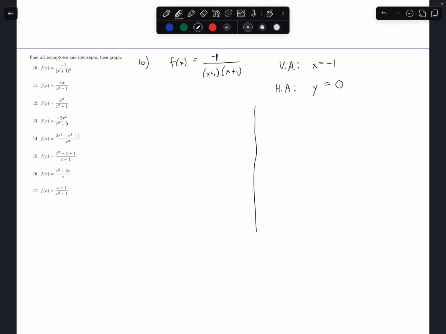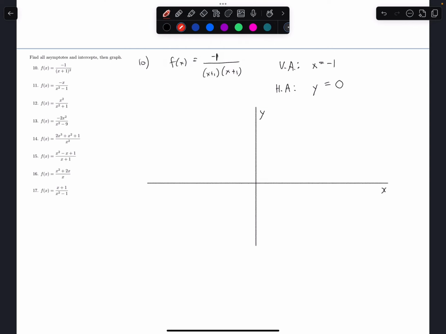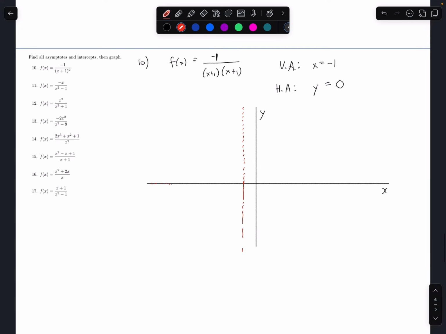Remember, if the bottom degree is higher than the top degree, that means as x gets really, really big, the overall thing goes to 0. So you have a horizontal asymptote at y equal to 0. That's your x-axis, and this is your y-axis. Let's plot our asymptotes to start. Vertical asymptote at -1, so here's -1 somewhere over here. I'll plot that asymptote. And then the horizontal asymptote at 0 is right along the x-axis.